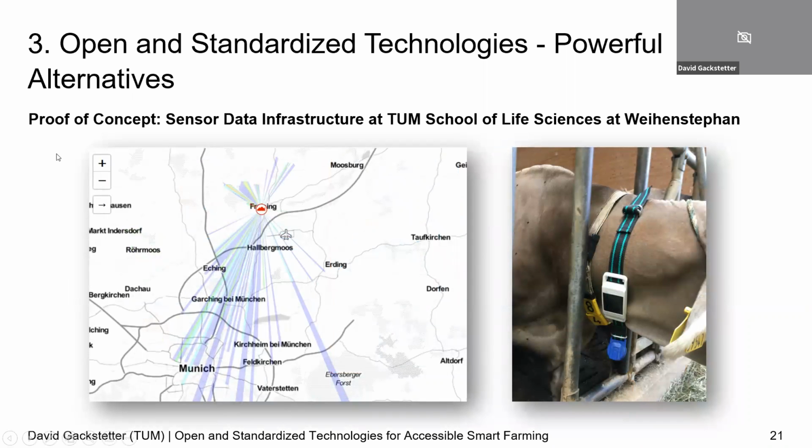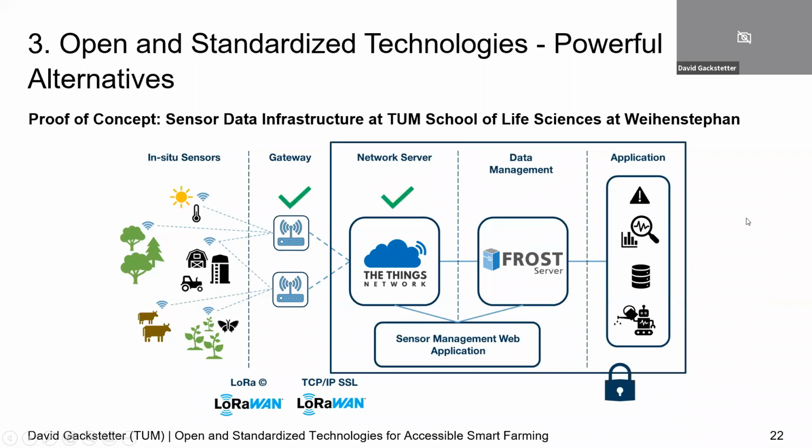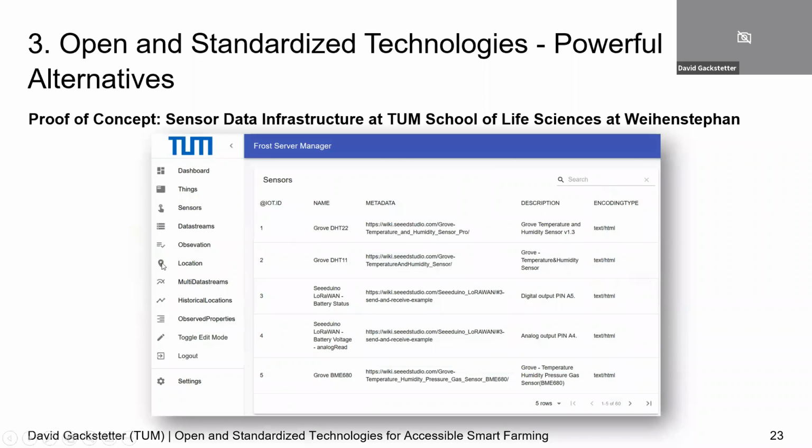So what's the current state? Basically what we did so far is the gateways are installed. So we have a certain coverage already in Freising where we are, but it even goes to Munich. We have first smart farming sensor applications integrated. Moreover, this is a view on our graphical user interface, inspired by the FROST server manager. So here we can already manage our FROST server and corresponding data streams.